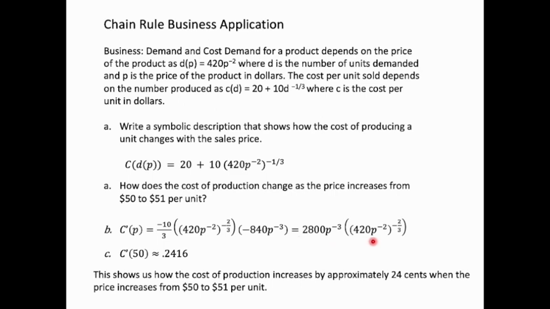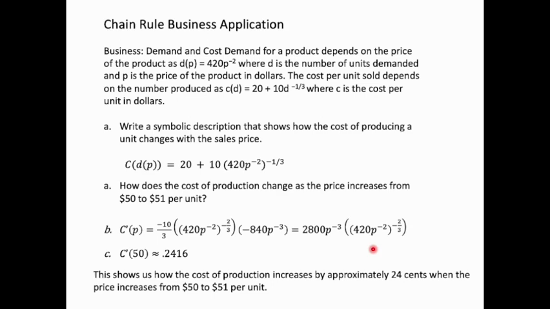When we clean this up a little bit and simplify, this is what we're going to get. I took the negative 840 p to the negative 1/3 out front and multiplied that with the negative 10. So that gave me a positive number. And then when I divide it by 3, I get 2,800. And so this is what we get when we simplify it.